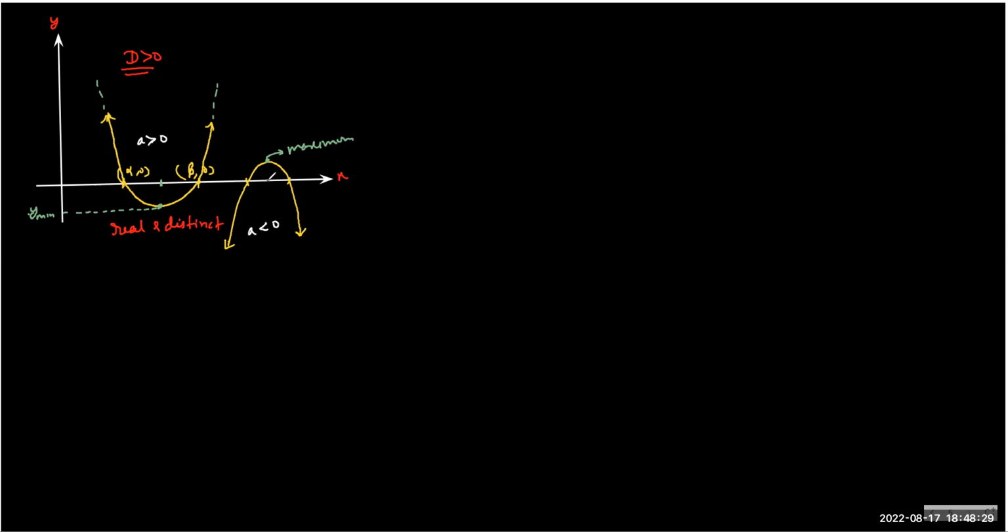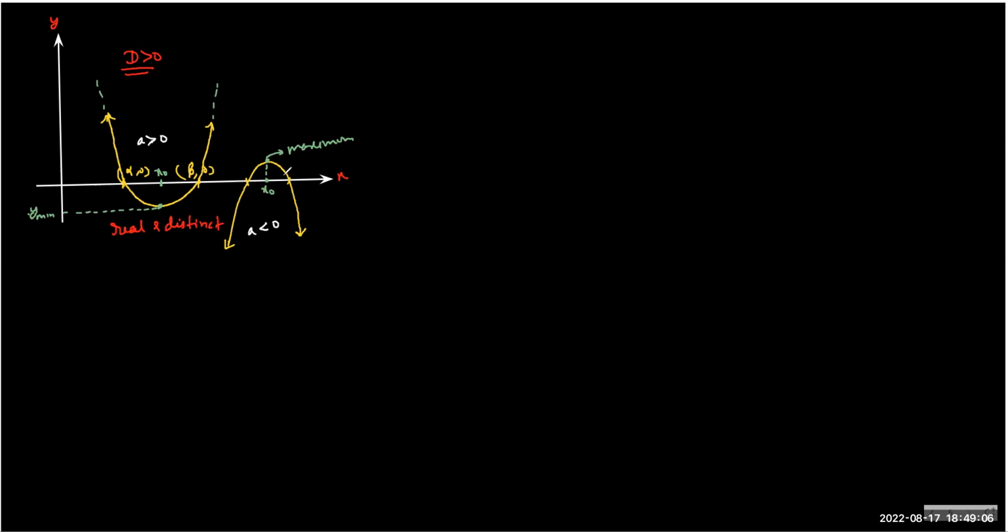Which means at this value of x, let's call it x naught, the graph will obtain its maximum value. It means in the quadratic expression, if you put x equals to x naught, it will give you the maximum possible value the graph can attain. So by looking at the sign of a and knowing the discriminant d, we can always guess whether we are going to get maximum or minimum. Is this clear?